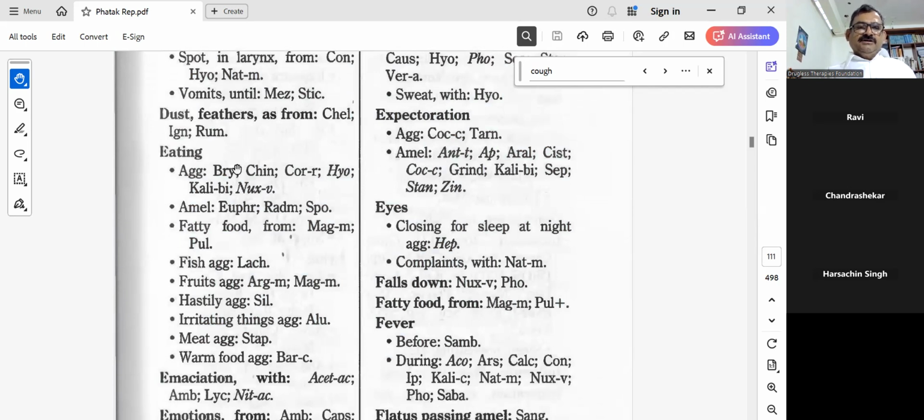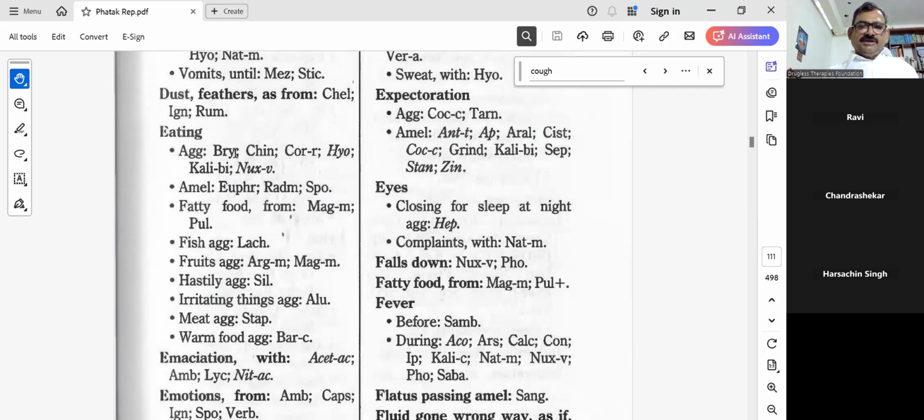And eating aggravation. You cough when you eat something, that is aggravation. See, why I am saying, it is already there in the book. You can read it yourself. But I am telling you, when we read, it goes into our mind, and whenever we are searching, immediately you can recollect it is here.